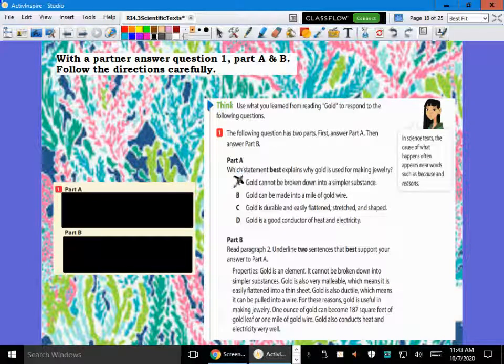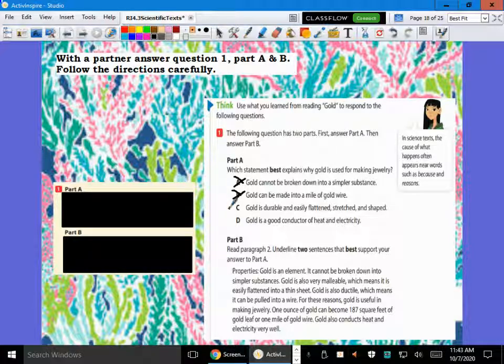Nah, so I say slash and trash that. That doesn't really help me. Gold can be made into a mile of gold wire. So having it go for an entire mile, does that help? Is that what we highlighted? Nope, slash and trash. Gold is durable and easily flattened, stretched, and shaped. Does that match with what we just read about?